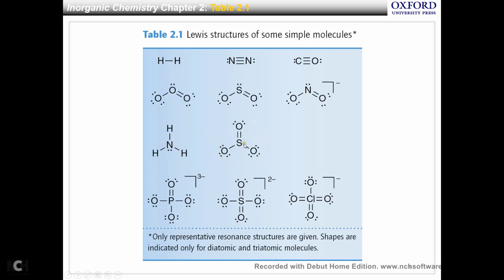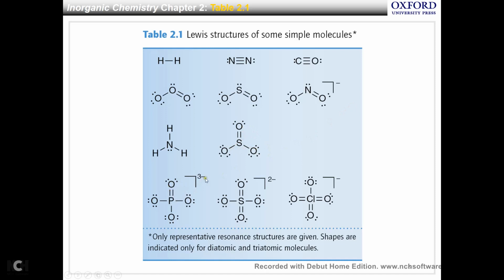But again, this structure is not the most favored structure. This sulfur has a 2+ formal charge, -1, so it's not the best structure you can draw. You can simply draw actually 3 double bonds, and then you make the formal charge of every atom 0. That's good. This is PO4.